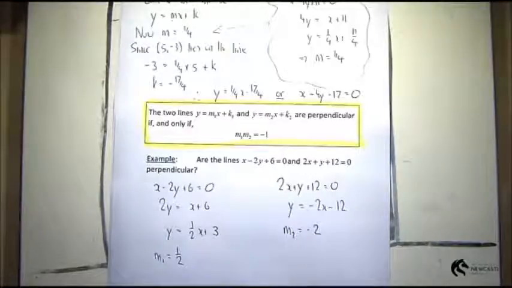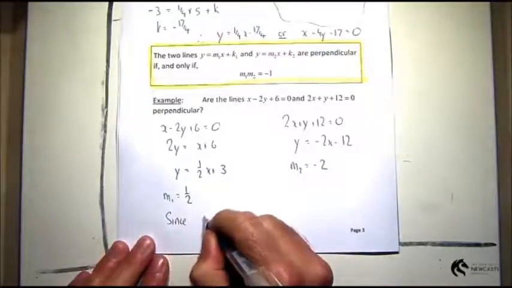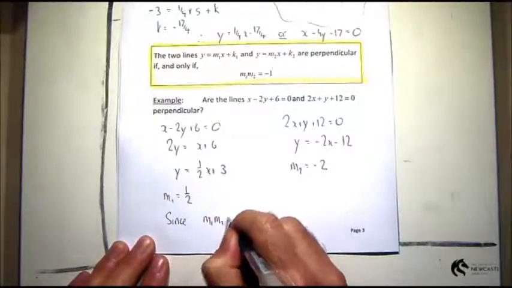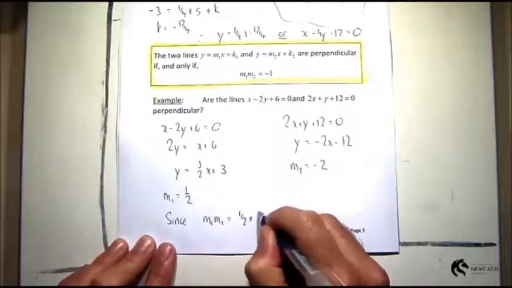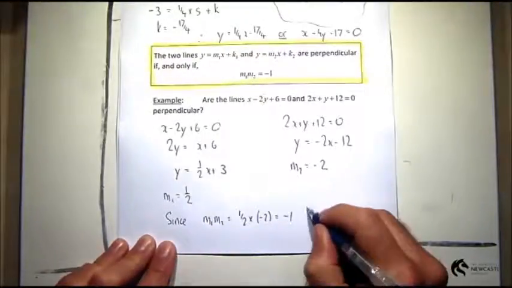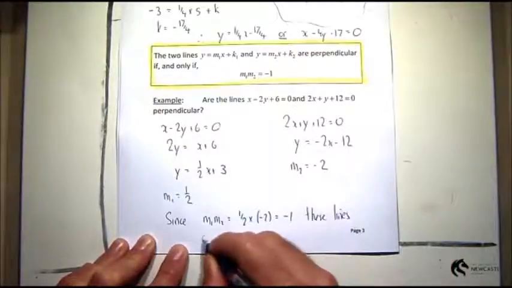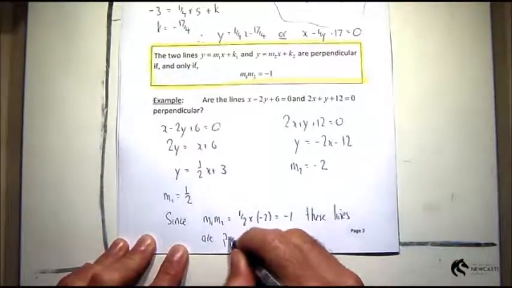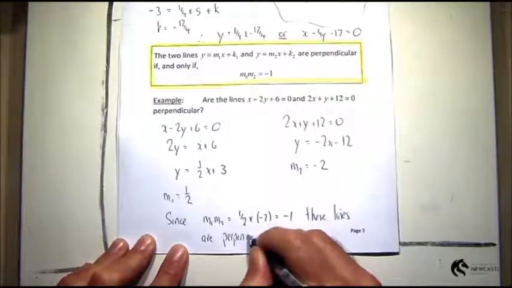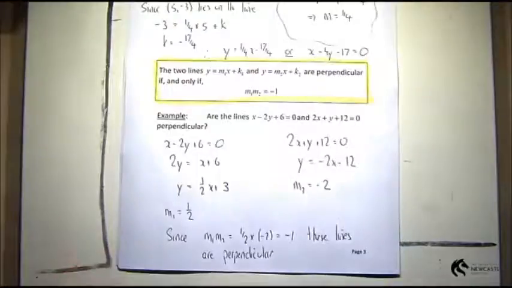Let me multiply those two together. And I can say here, m1 times m2, that's a half times minus 2, that's equal to minus 1. So these lines are indeed at right angles. So they represent the graphs of perpendicular lines.